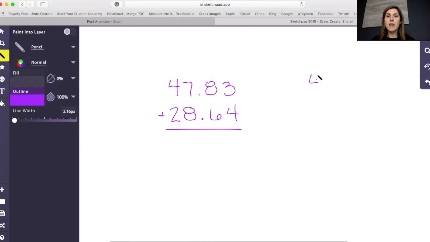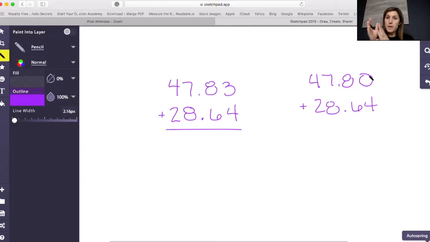So let's say that I had 47.8 and I was adding 28.64. So similar to this problem, but I don't have the 3 right here. What I will want to do is add a 0 just to make my numbers line up nicely. And we can do that.